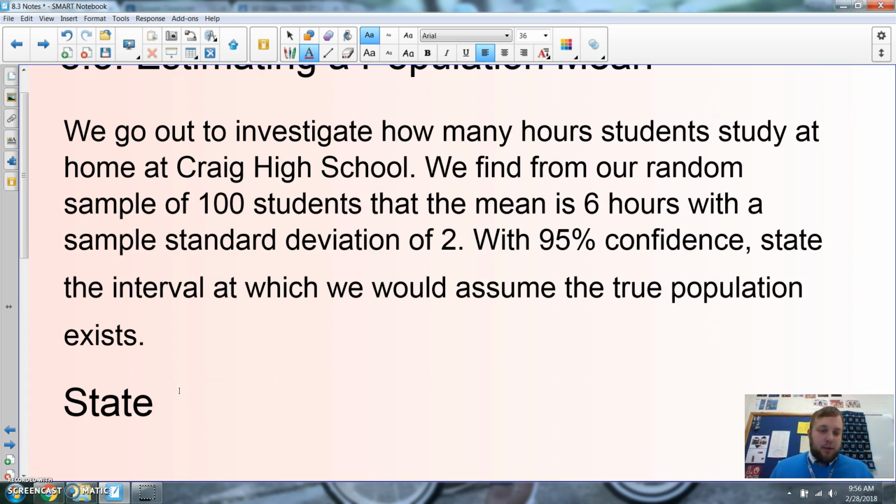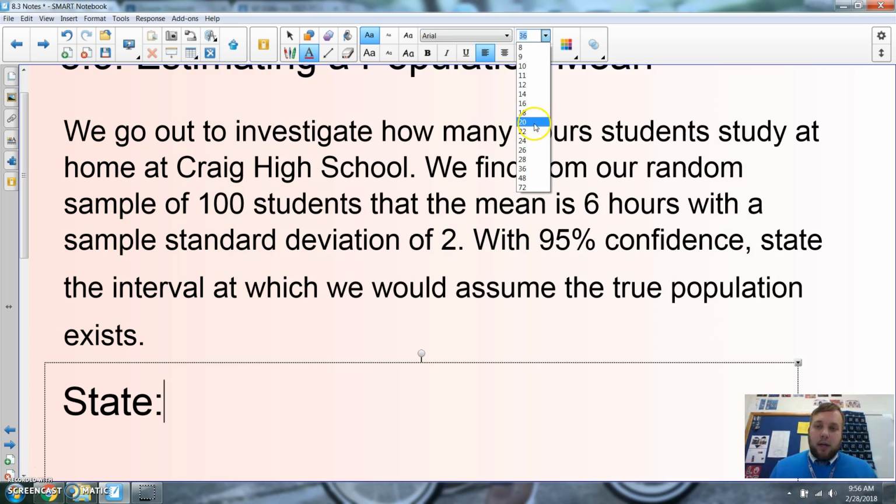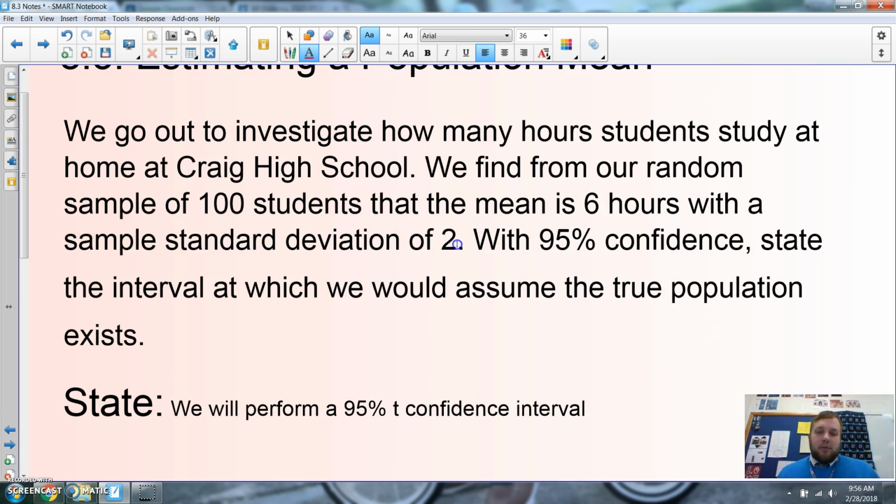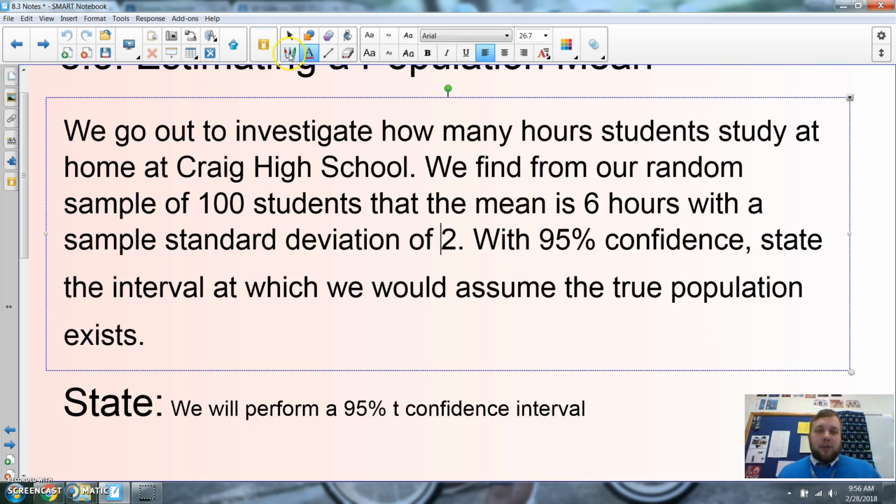All right, so here's what I'm going to do here. I am going to just type it all out how I would do it. All right, so we will perform a 95% T confidence interval. By the way, did you notice I said T? How do I know it's T right away? With a sample standard deviation. So I don't know the actual standard deviation, right?